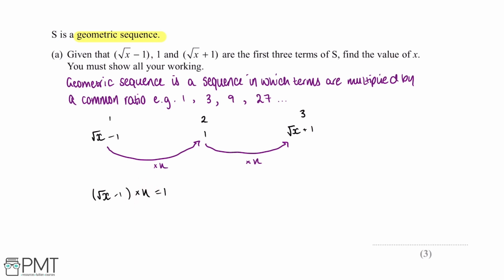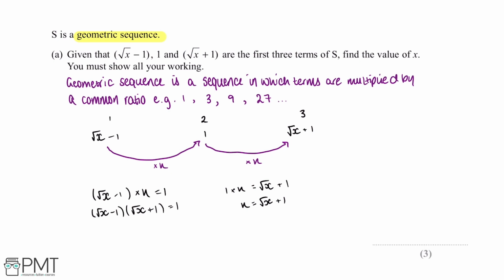So now in order to work out the value of x, we're going to want to substitute something in place of this k here. So if we look at the second and third term and use a similar process, then this tells us that 1 multiplied by k will be equal to root x plus 1. And 1 multiplied by k is equal to k. So now what we can do is substitute root x plus 1 in place of this k here. And this gives us that root x minus 1 multiplied by root x plus 1 is equal to 1.